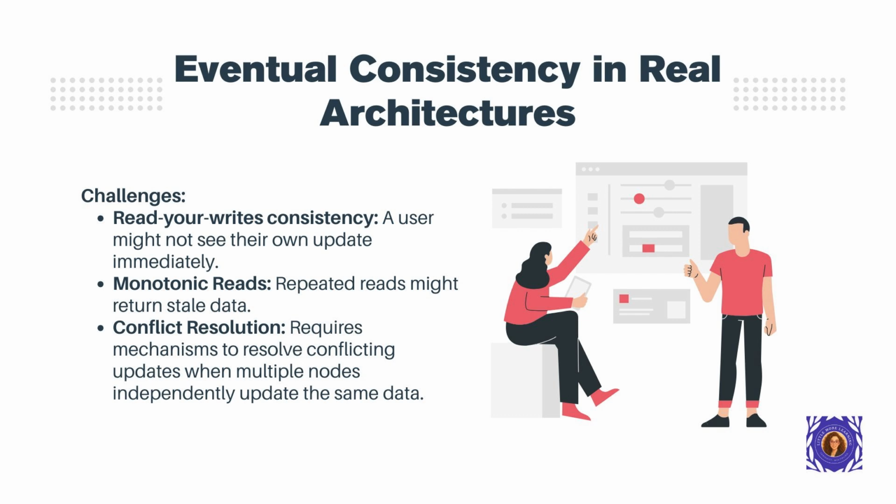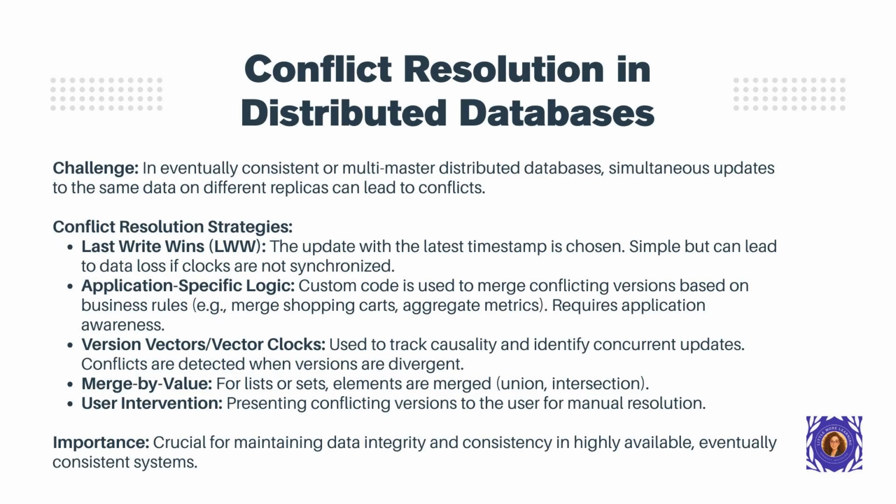Effective mechanisms are needed to detect and resolve these conflicting updates to prevent data loss or corruption, which we will discuss next. In distributed database systems, particularly those that are eventually consistent or support multi-master writes, a significant challenge arises when simultaneous updates to the same piece of data occur on different replicas. This leads to data conflicts, and developing robust conflict resolution strategies is crucial for maintaining data integrity.